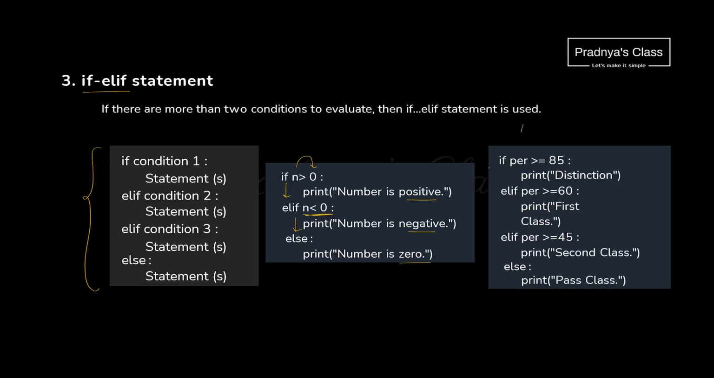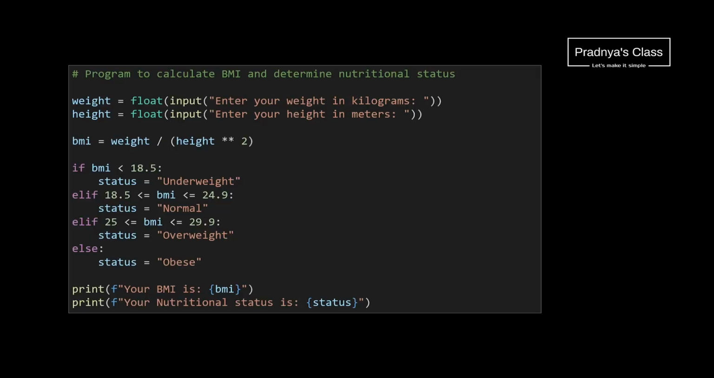Here is one more example in which we are calculating the result based on percentage. Do this program for practice. Here we are calculating BMI and then determining the nutritional status. You can practice some more programs of your choice.